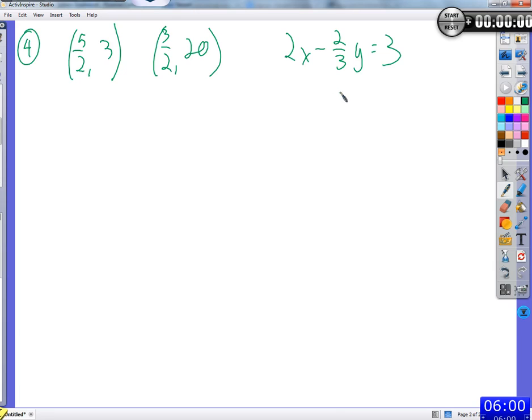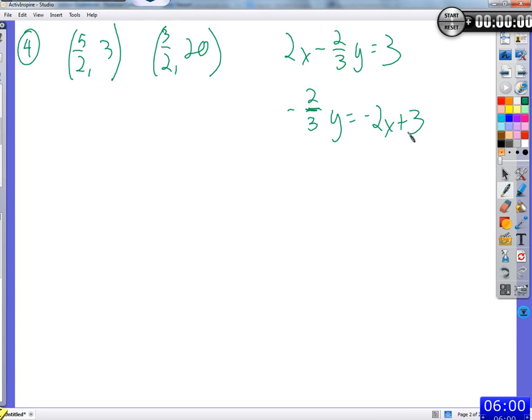Okay, but we can. To do that, we get y by itself. So what's step one? We get y by itself. Subtract 2x from both sides. Perfect. There's y, equals negative 2x plus 3.